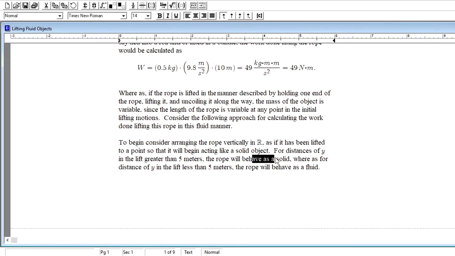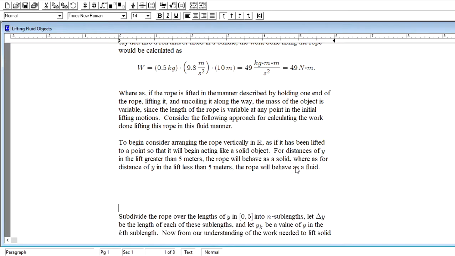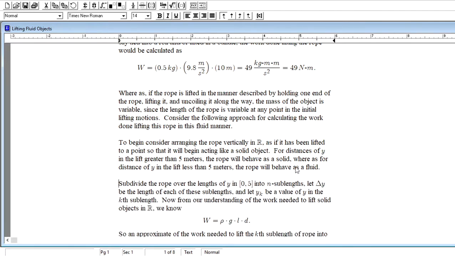After that, the rope will have to behave as a solid at this point. Whereas for a distance of y in this lift less than 5 meters, the rope will actually behave as a fluid. So we're going to consider just arranging the vertical rope as if it was moving through the first 5 units, for the portion from 0 to 5 where it might be thought of as being fluid.